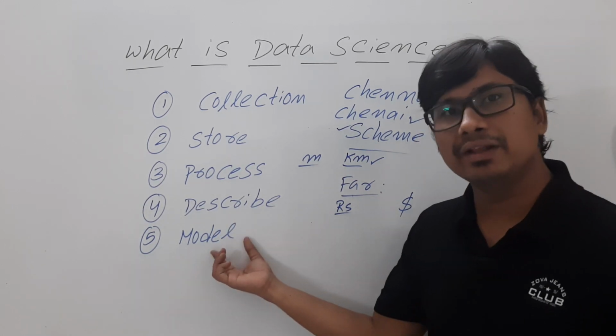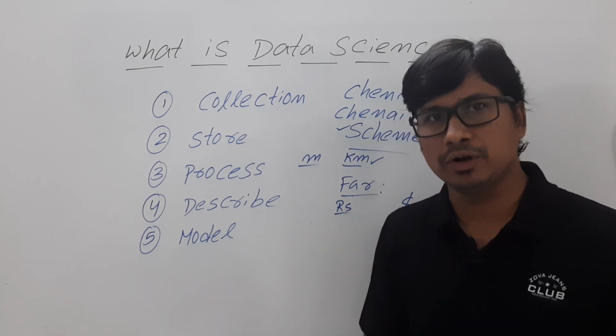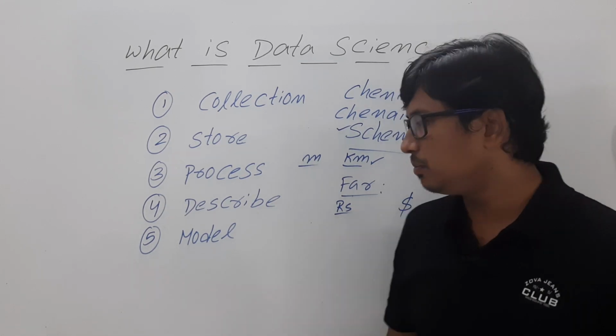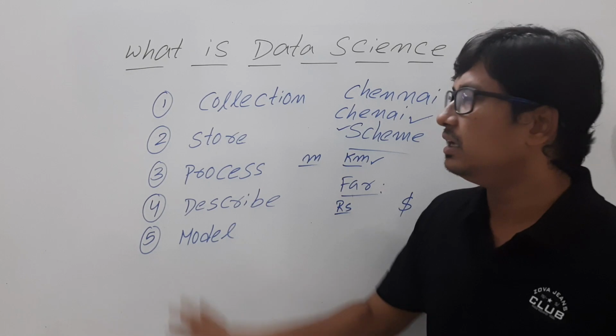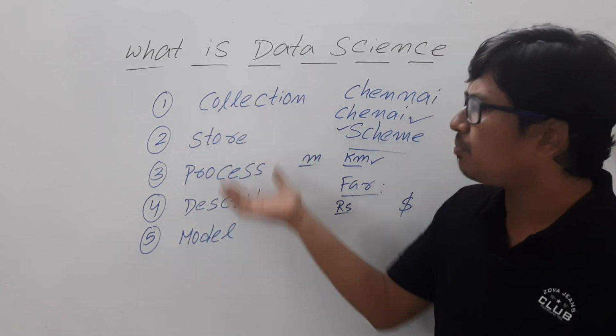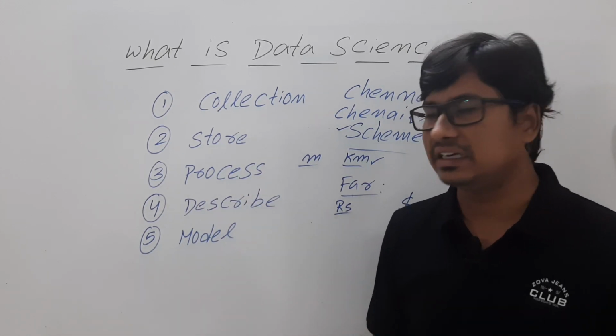Then you will model the data. We have statistical modeling and we have algorithmic modeling. In the algorithmic model, we will use either machine learning or deep learning. Okay, so this is about the tasks involved in data science. So now, if you are performing any of these tasks, I can call you a data scientist.